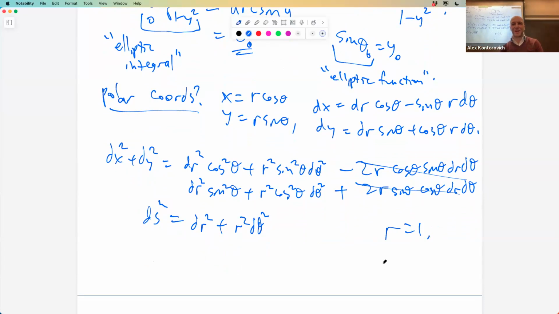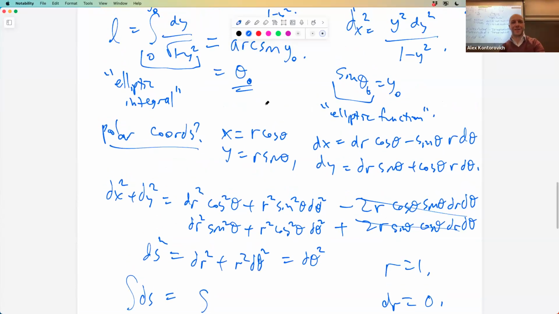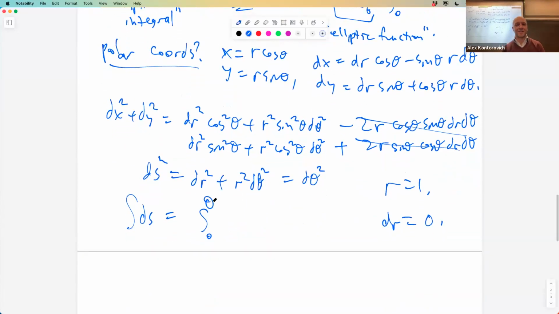So if I implicitly differentiate this, dr is equal to 0. And so if I want to integrate ds, what is ds? Now dr is 0 and r is 1. So ds squared is just d theta squared. So ds is d theta. So it's an integral from 0 to theta naught of d theta, which is just theta naught.